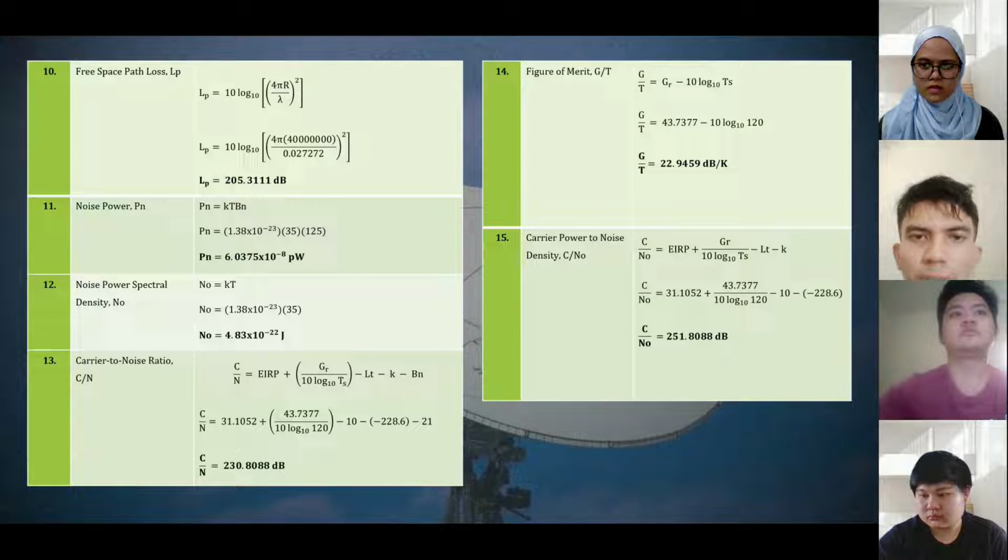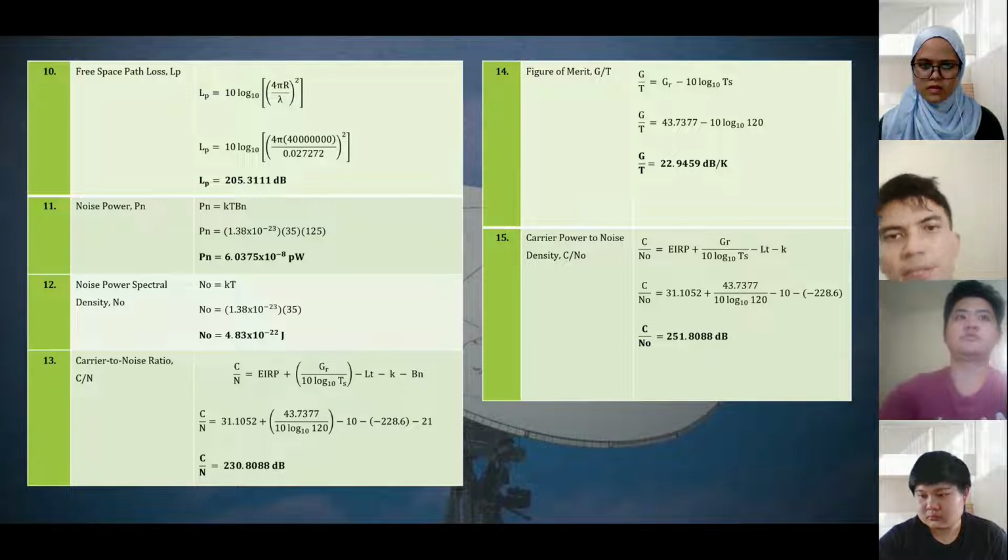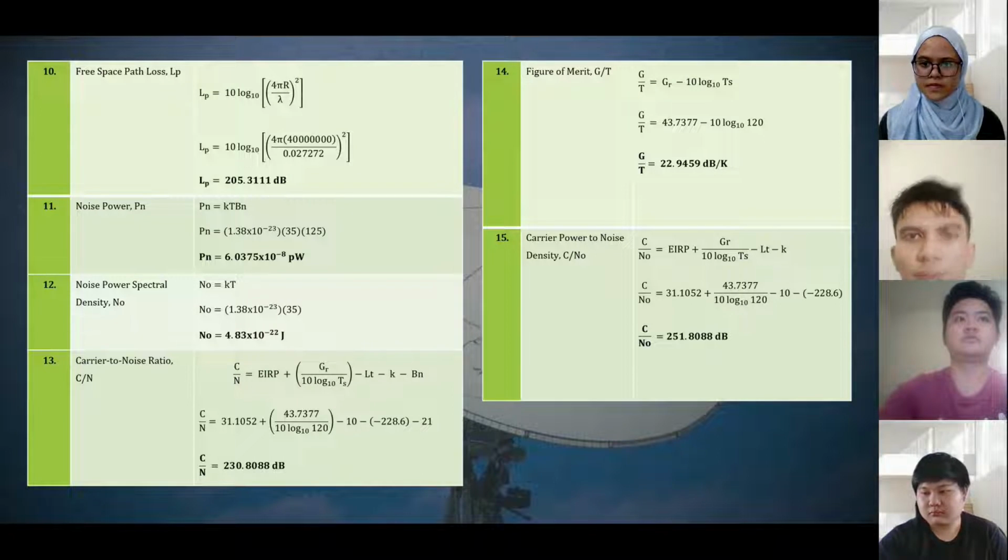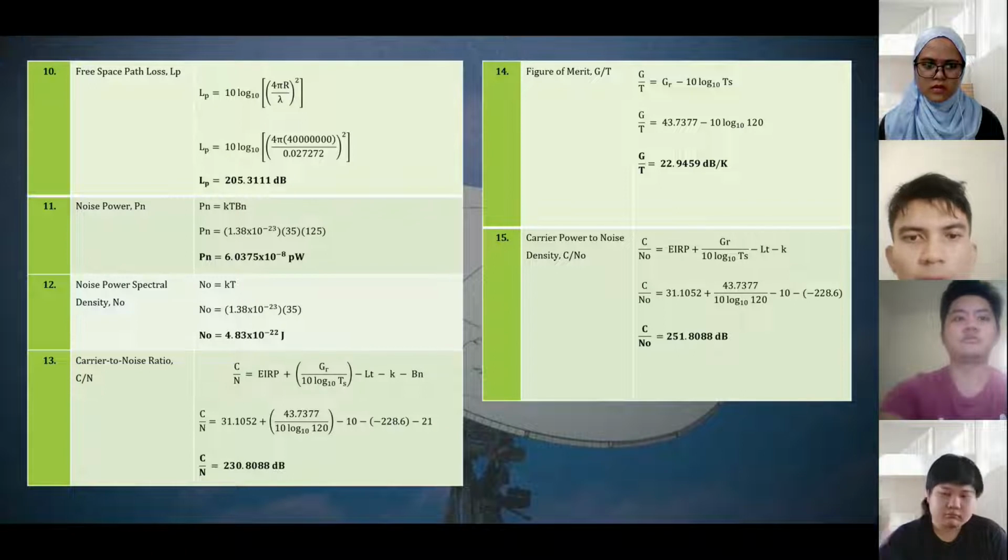This is the free space path loss, which we call LP. We calculate it and get the actual value. The noise power is also the same. The noise power spectral density, N0, is also the same. The carrier to noise ratio is also the same.